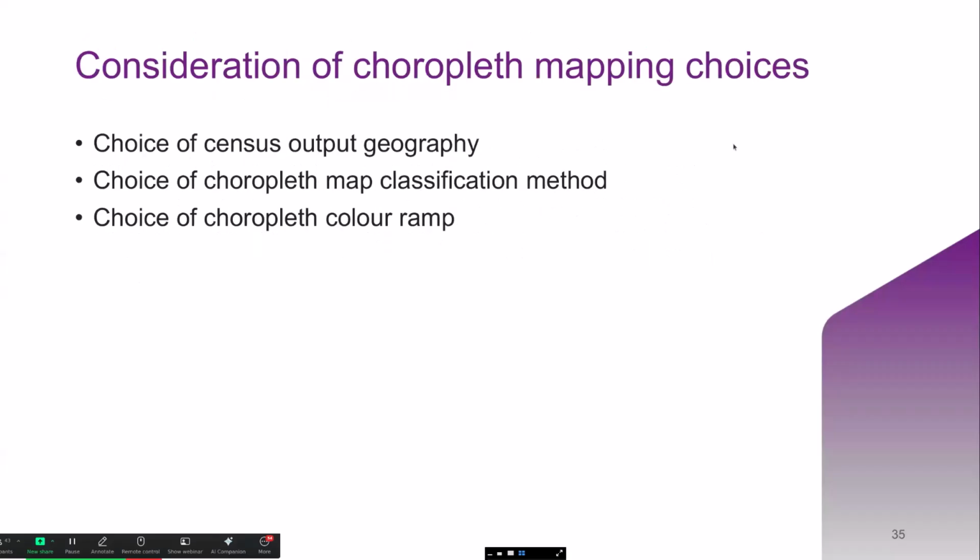And when we're creating choropleth maps, there are some issues we have to consider. So we have to consider the choice of census output geography, the choice of the choropleth map classification method, and the choice of the choropleth color ramp.